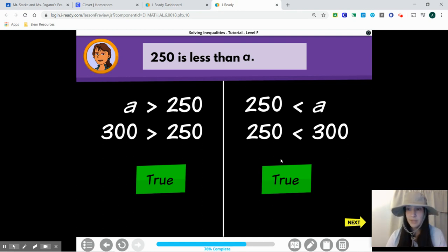This is not to be confused with when we multiply and divide both sides of an inequality by a negative number and we have to flip the inequality symbol. This is just strictly rewriting the inequality to mean the exact same thing going forwards or backwards. Okay?